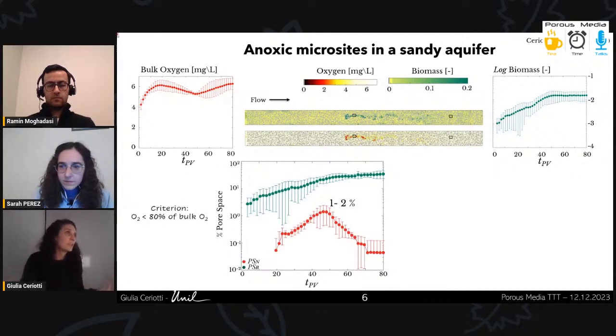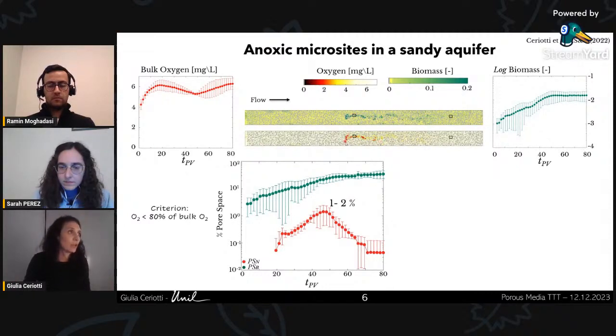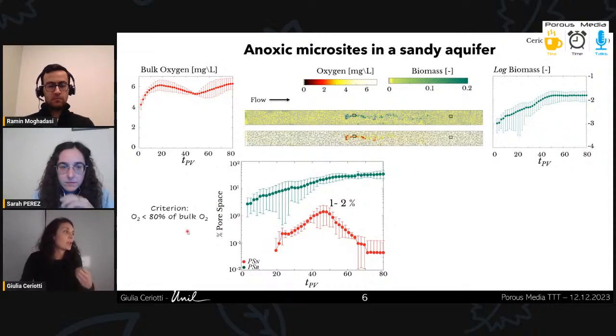But we can clearly see that the oxygen is not distributed homogeneously in the chip. We have these red dots that are anoxic microsites. So thanks to our maps, we can identify which part of the pore space is characterized by low concentration of oxygen, so anoxic microsites. We define a threshold, a criterion. We use as a criterion 80% of the bulk oxygen. Everything below this threshold is considered an anoxic microsite.